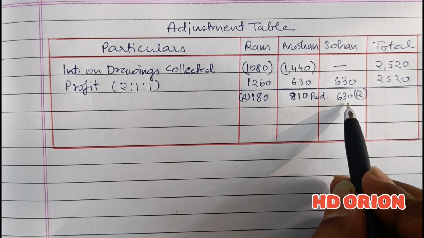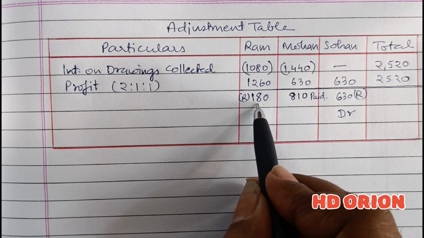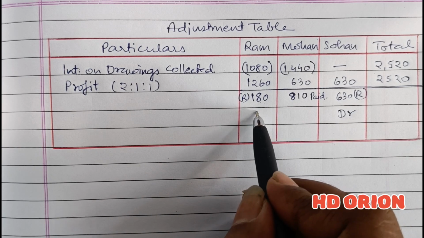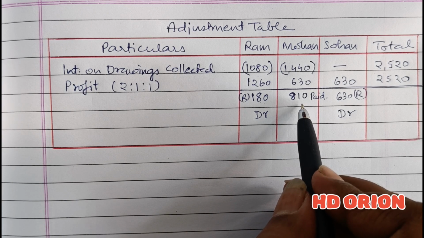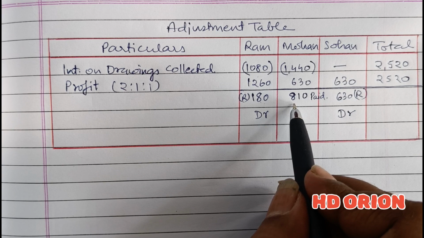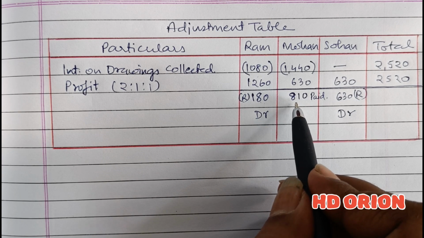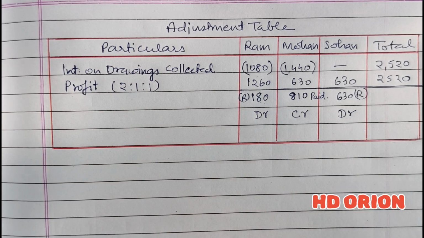So in this way, received means what? The capital account is credited. So what will we do? We will debit it to reverse it. Here also Ram has received rupees 180, so we will debit the capital account to cancel it. Whereas Mohan has paid, unnecessarily Mohan has paid 810 rupees, so we will give back Mohan 810 rupees, so Mohan's account will be credited.